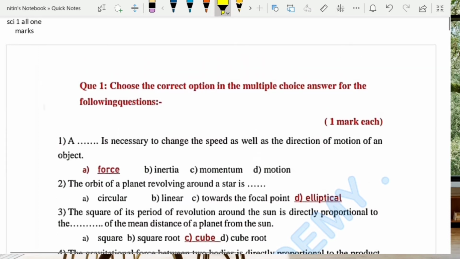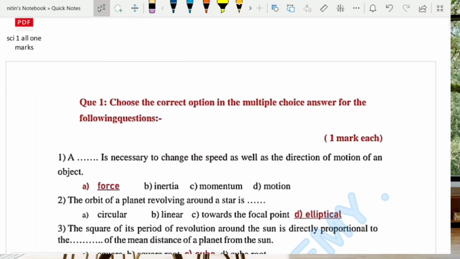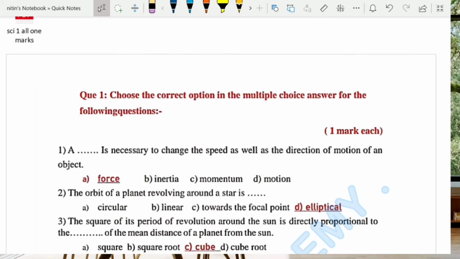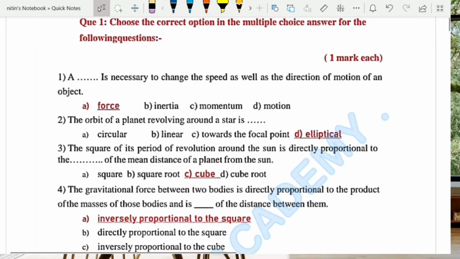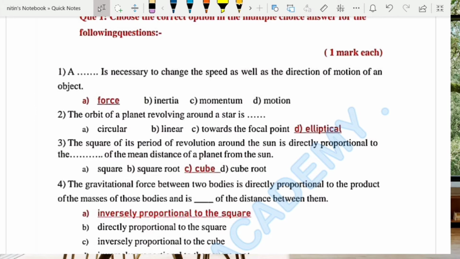Once again, to start the chapter, Science first part, all 1 mark questions, including this video. Question 1: Choose the correct option in the multiple choice answer for the following question. First question: A dash is necessary to change the speed as well as direction of the motion of an object. It is known as force.